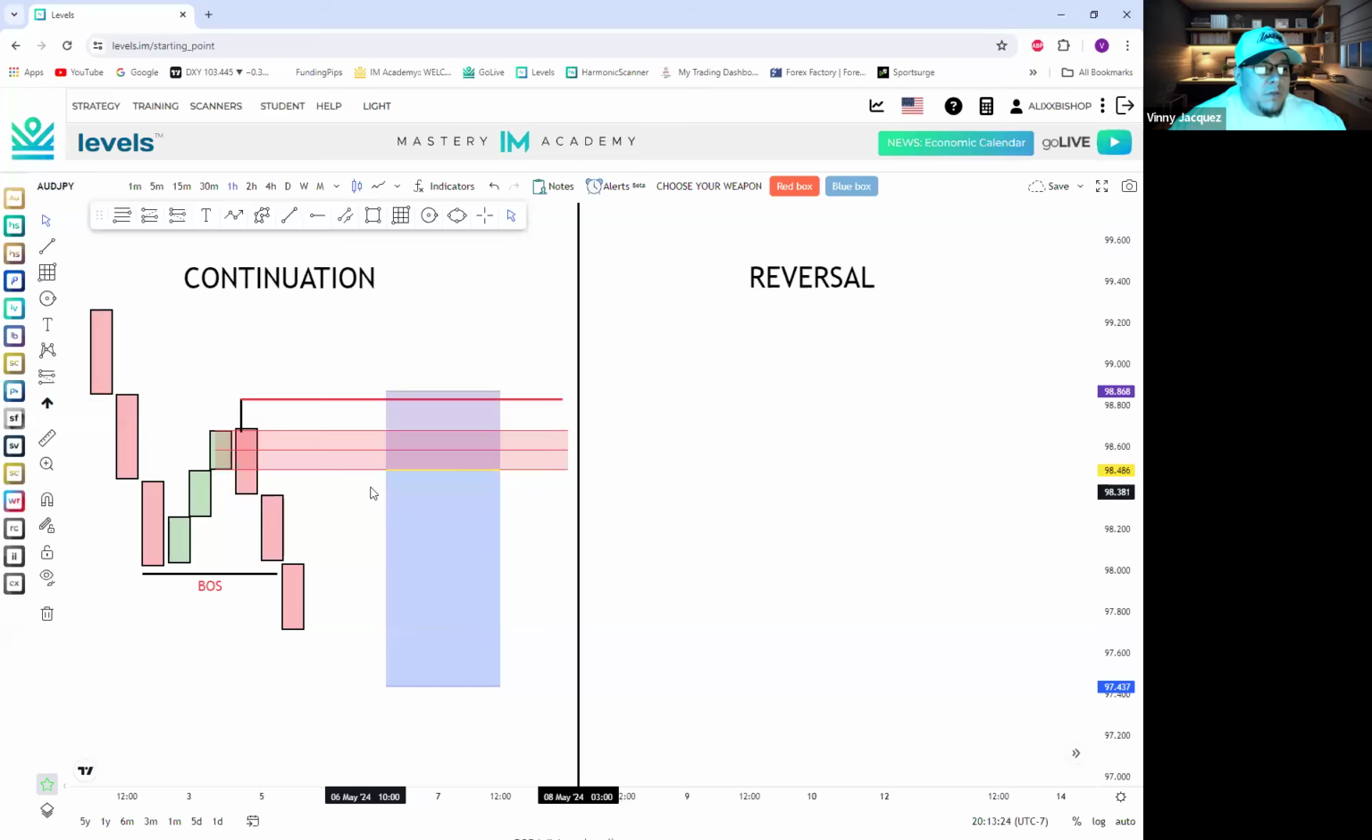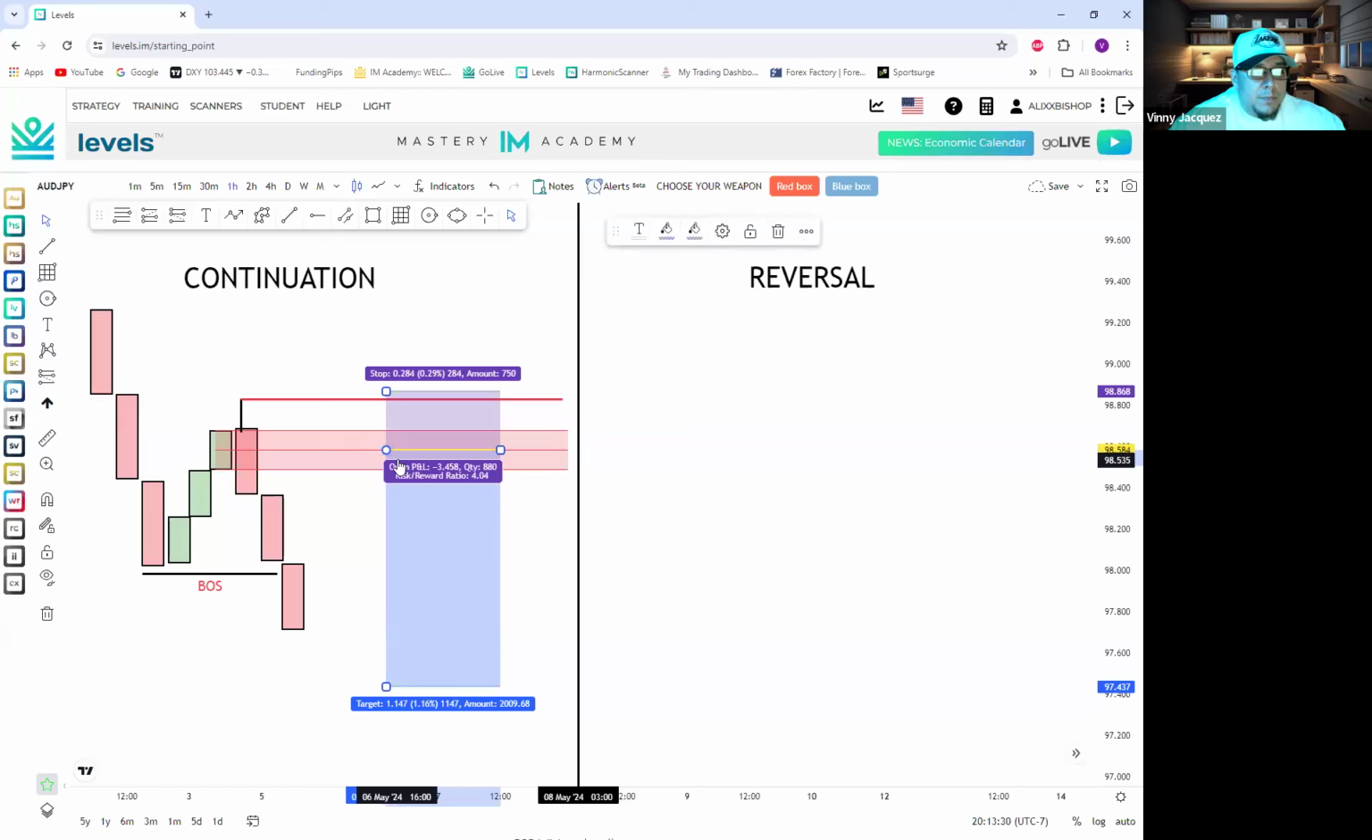Now, this is optional, right? We've gone over this plenty of times. We know KT and Miguel love to enter at that 50%, right? Myself and Daniel, we like to enter on the first touch, right? This is totally optional. Whatever you want to do, you stick with that and stay consistent with that.